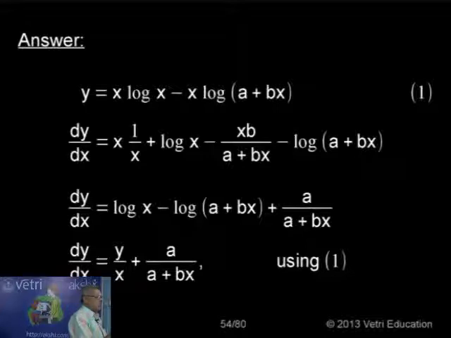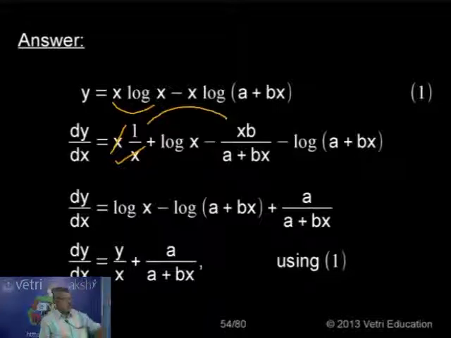Differentiating x log x using the product rule: x times 1/x plus log x times 1, we automatically get 1 + log x. Here again using the product rule: minus x times the derivative of log(a+bx), which is 1/(a+bx) times b, that is xb/(a+bx), minus log(a+bx) times the derivative of x, which is 1. We can group the 1 with xb/(a+bx): 1 − xb/(a+bx).